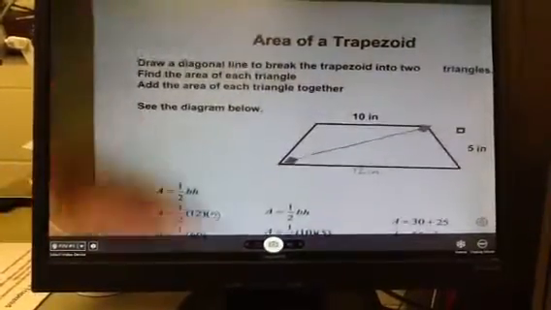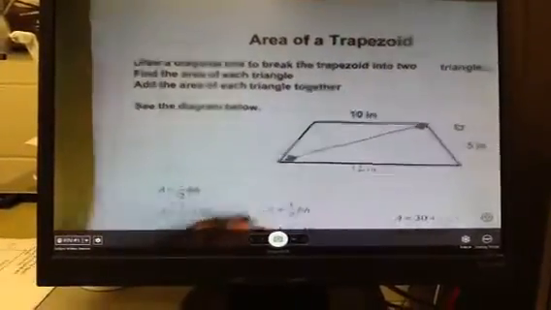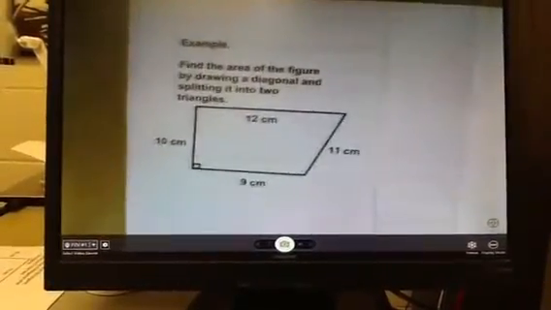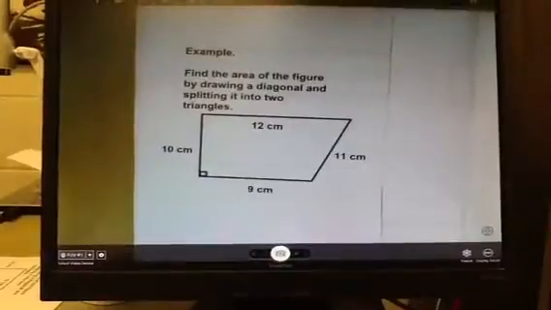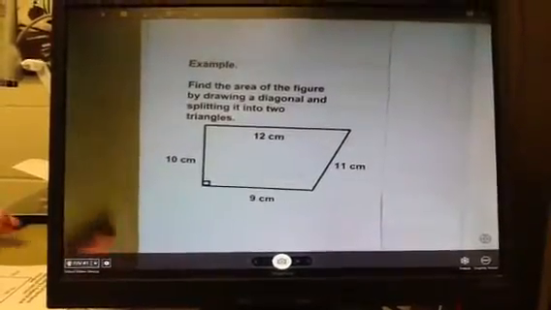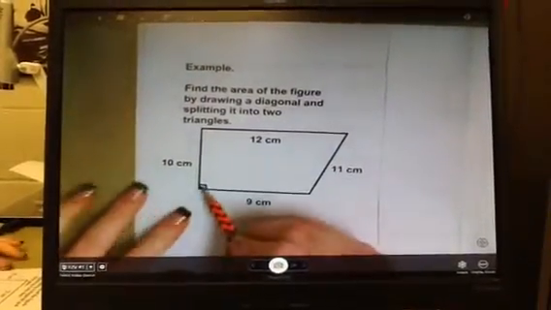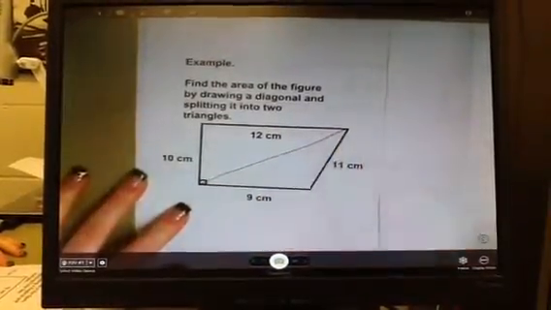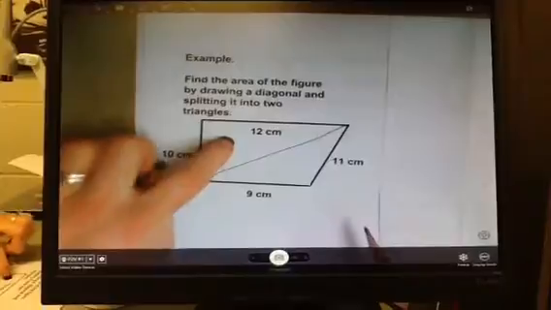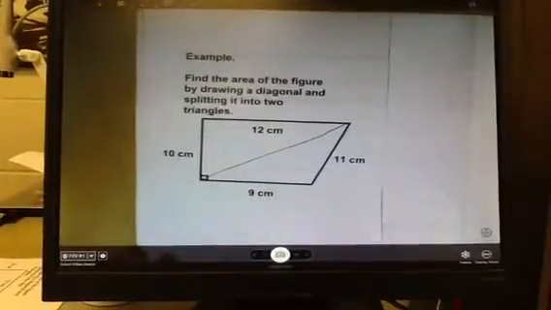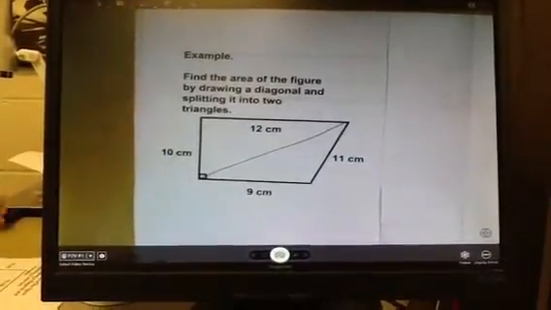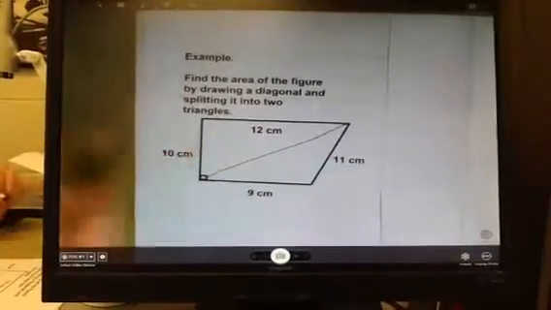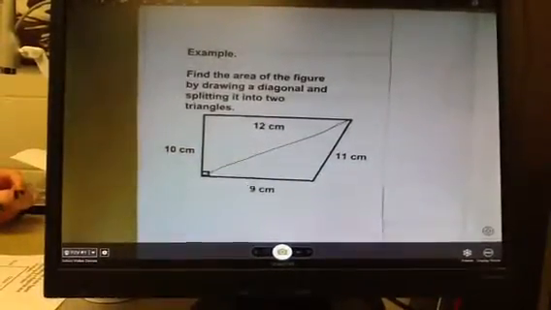Let's do another example. So this time I have a trapezoid that looks like this. I'm going to draw a diagonal and split it into two triangles. So now I have a top triangle and I have a bottom triangle, same as before. I'm going to give you guys a couple of minutes to find the area of each triangle and add them together to find the total area of the trapezoid.